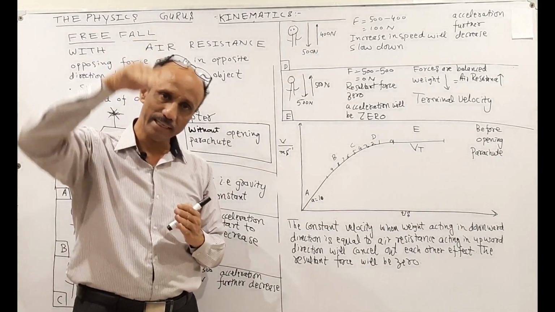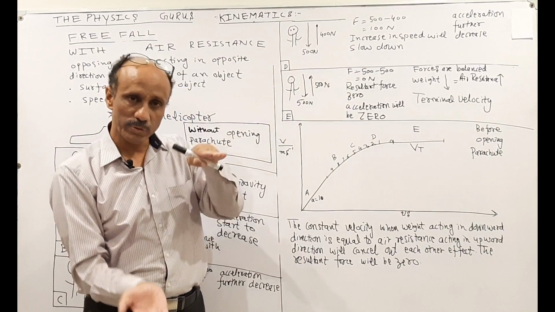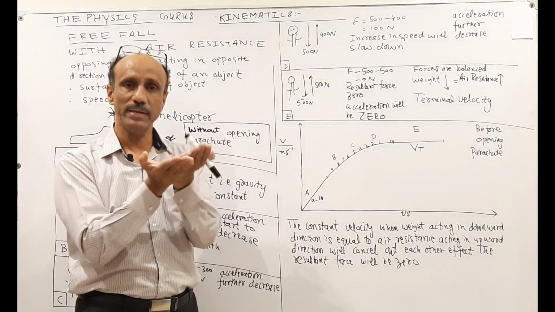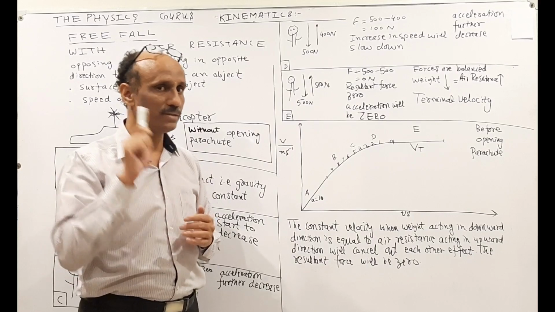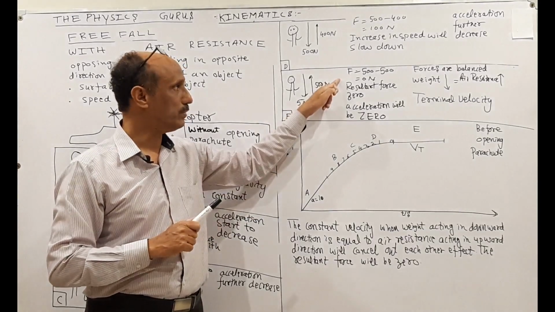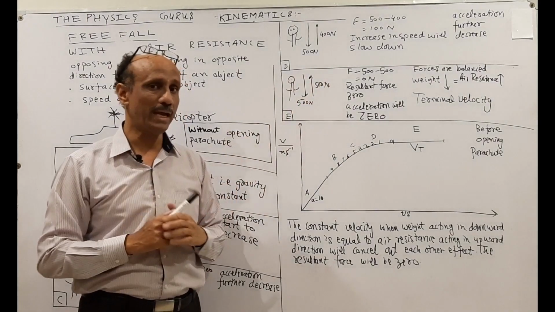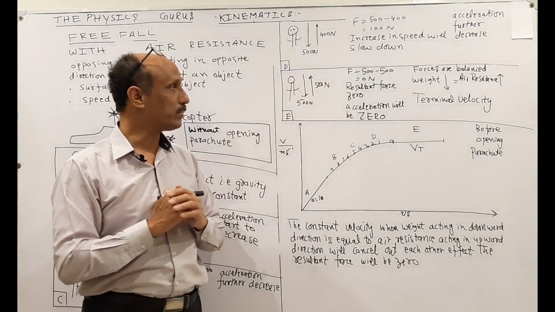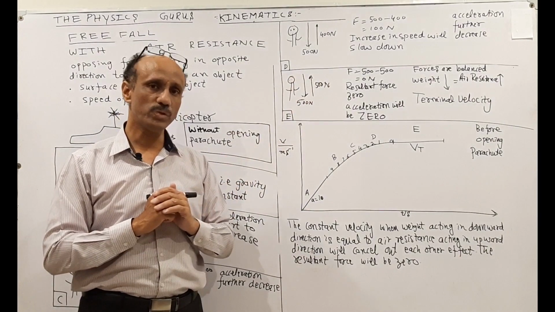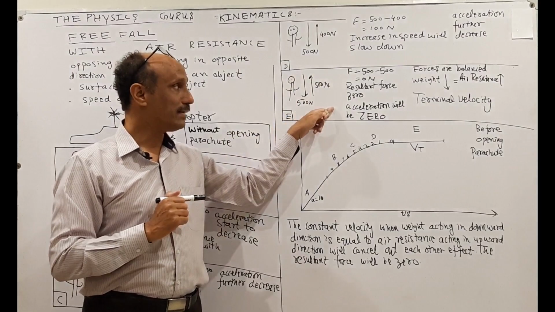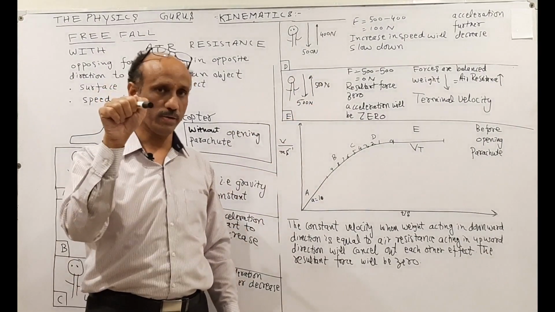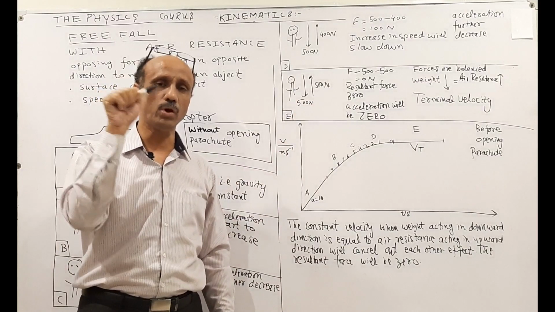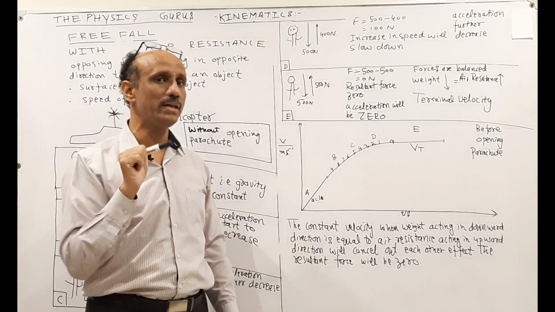The weight, which was acting in the downward direction, and the air resistance, which was acting in the upward direction, become equal to each other. So they will cancel out each other's effect. The resultant force will become 0. So when the forces are balanced, meaning the downward force is equal to the upward force, the resultant force will be 0. The acceleration will also be 0. The object should halt, but it will not halt, it will not stop, it will not suspend in the air.